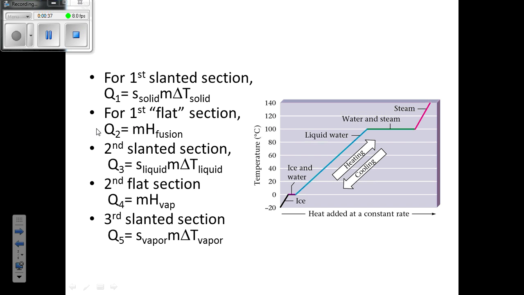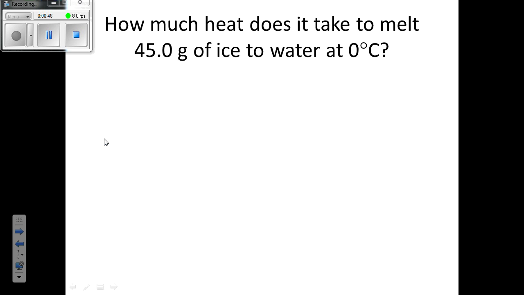Well, if we're just melting, then we're in the flat section, the one right here, and we'll use this equation, Q equals M, H of fusion. All right, so here we go. So we're going to use Q equals M, H of fusion. I'm just going to shorten that to FUS.